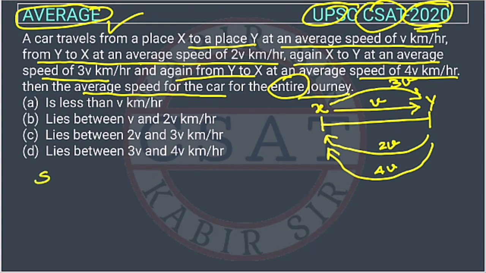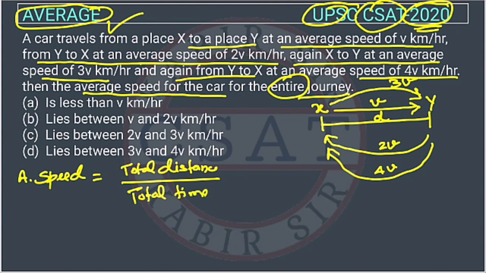So we know that the average speed for the entire journey is equal to the total distance. Total distance is how much? Suppose the distance between X and Y is D, right? And total timing.